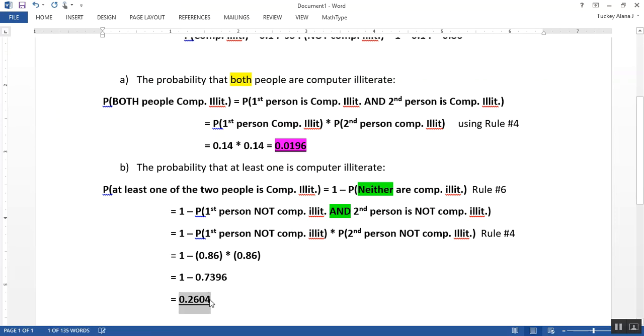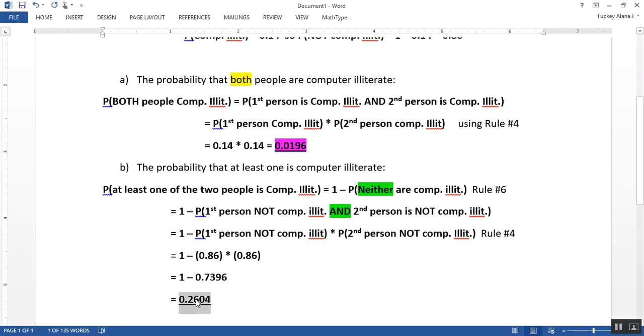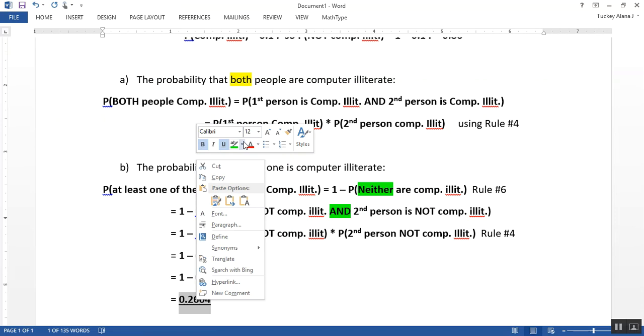Now don't forget that you have a powerful enough calculator that you can actually type 1 minus parentheses 0.86 times another parentheses 0.86, and it will actually find it all at once for you. You don't have to do it in sections like I did here. All right, I hope that helps.